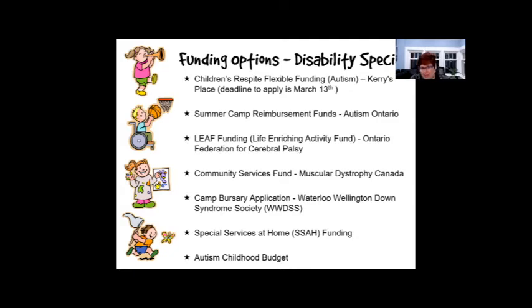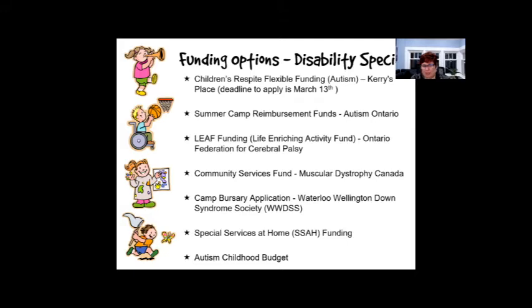Muscular Dystrophy Canada has funding, and if your child has Down syndrome, there is funding through the Camp Bursary application. This one's a little bit different than the rest. It does not pay for the camp. It only pays if you need to hire a one-to-one, or if there's an extra cost to camp to hire their one-to-one staff.